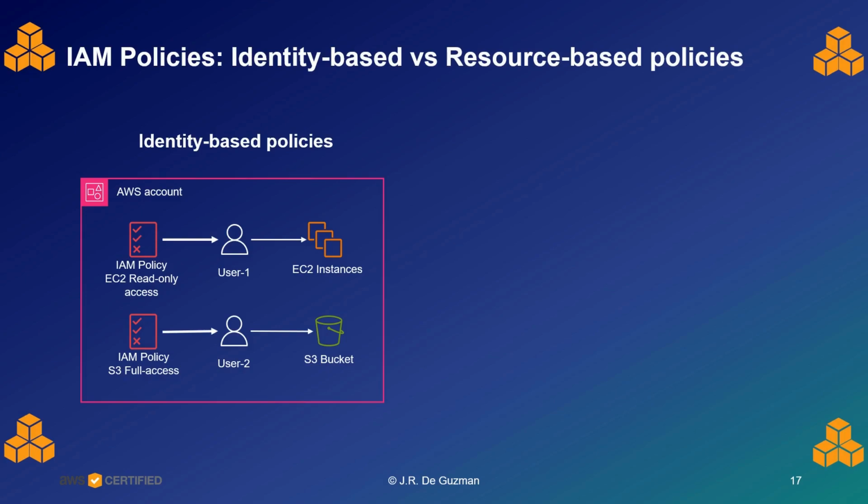And user 2 has full access to the S3 buckets. Meaning with full access, user 2 can create, delete, and list all the S3 buckets. And user 1 can only list or read all the EC2 instances. So they are different, right? So those are the identity-based policies. Meaning an identity-based policy is attached to an entity, meaning the user.